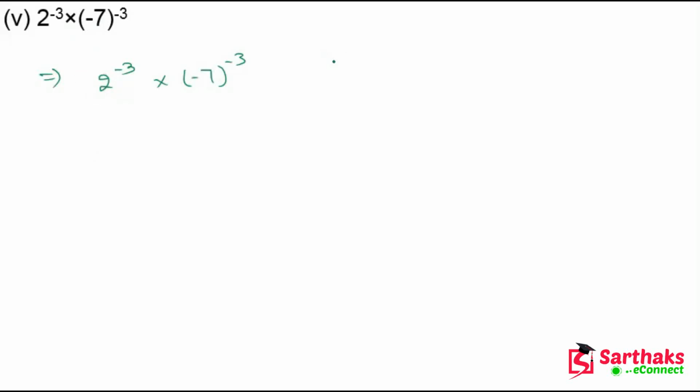Now here, first of all, we are using the law of a raised to power m into b raised to power m. Here the base is different but the power is same, so we can write it as ab whole raised to power m. So here we can write 2 into minus 7 and whole raised to power minus 3.